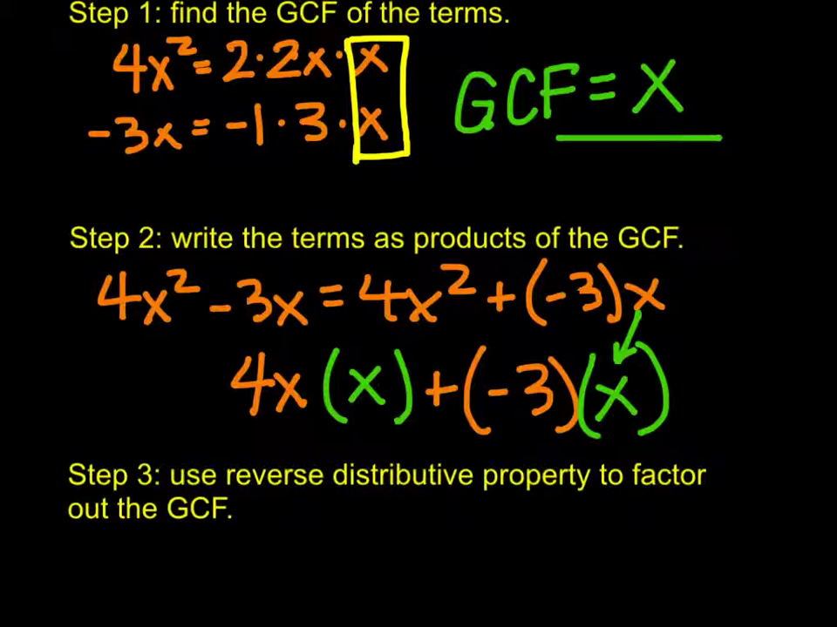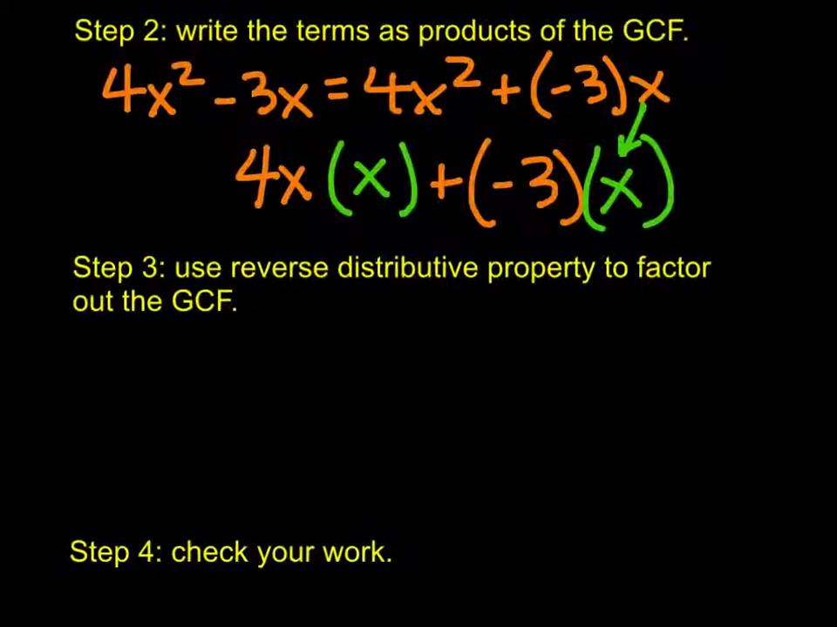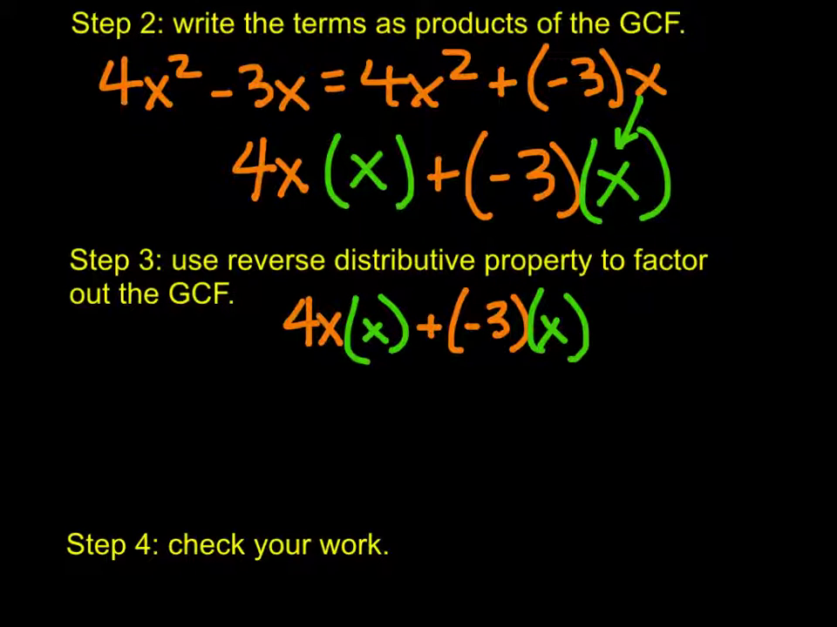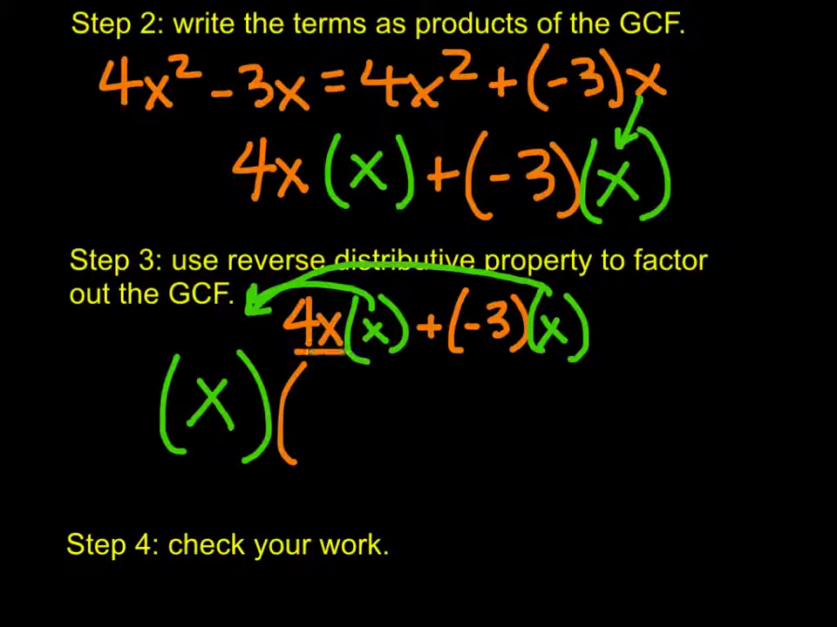Our next step, we need to essentially take that distributive property that we've learned for the last few months, we've been doing it since the beginning. We have to take the distributive property and sort of reverse it. So we have 4x times x plus a negative 3 times x. And we're going to reverse distribute this. So we're going to take it out, and we're taking it out and putting it out in front. So that x is going to be out in front. And this x is multiplying the 4x, and it also multiplies this negative 3. So we have x times 4x plus a negative 3.